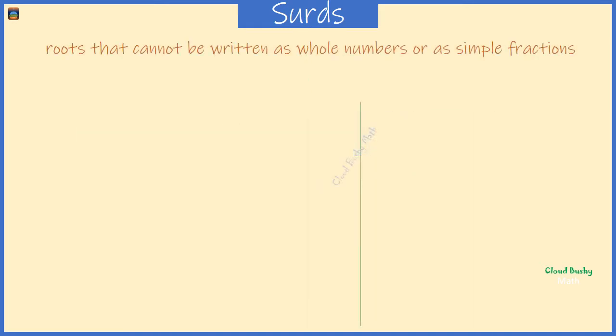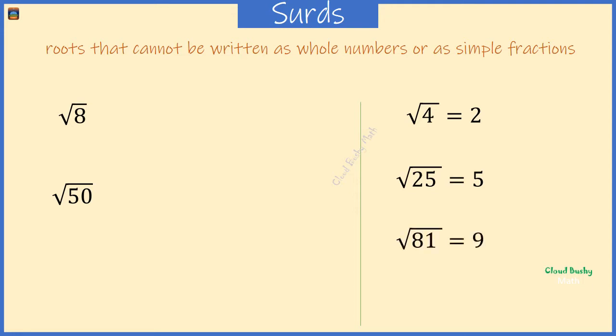Surds are roots that cannot be written as whole numbers or as fractions. For example, the square root of 8 and the square root of 50 are surds. We know that the square root of 4 is 2, the square root of 25 is 5, the square root of 81 is a whole number, 9.